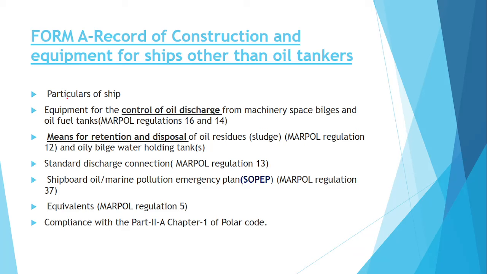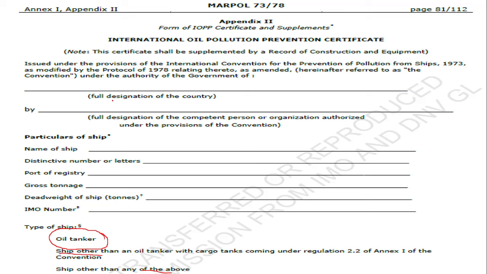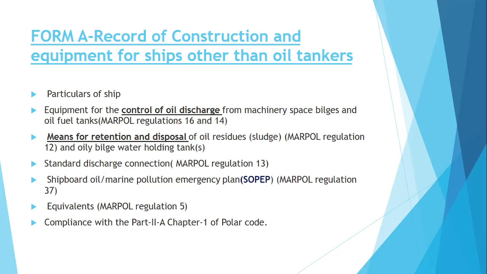So form A basically consists of particulars of ship. What are the particulars of ship? These are the particulars of ship mentioned, six things, okay? After that, equipment for control of oil discharge, that is the OWS, means of retention, talking about the slop tank, and what the standard discharge connection is. After that, SOPEP, then equivalent, and then compliance. So these are the contents of form A.